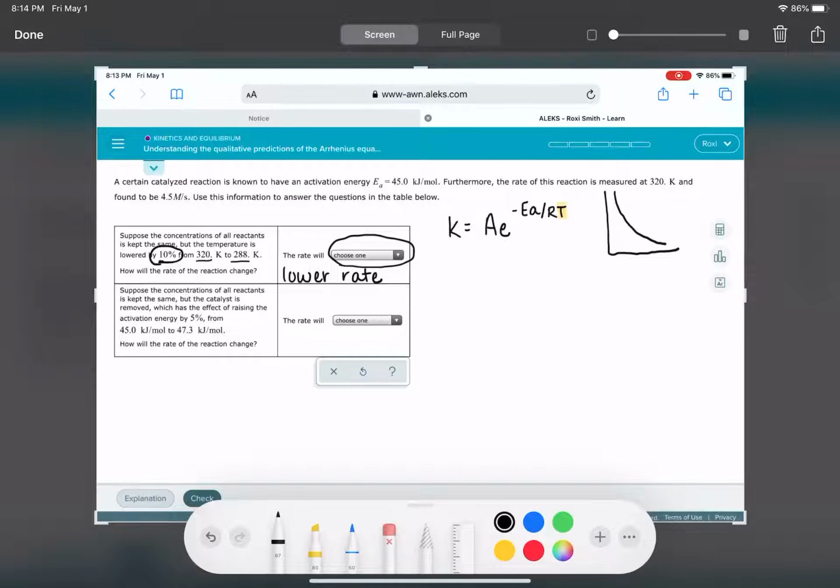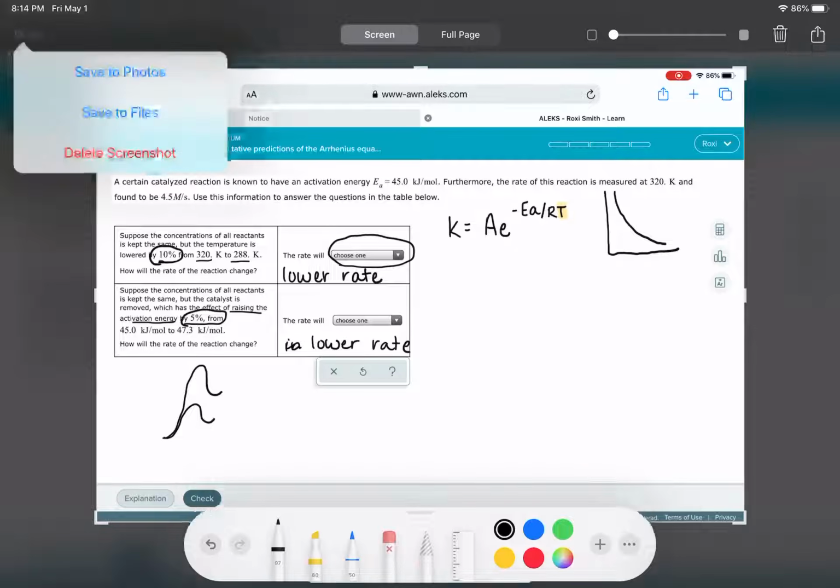Same type of thing with the second question. So this says we are raising the activation energy. If we're raising the activation energy, making it harder for the reaction to take place, that's going to increase the rate. No, that's going to lower the rate of the reaction because it's going to slow it down. And again, it's not going to lower it by the same 5%. It's going to have a bigger, a more significant effect.